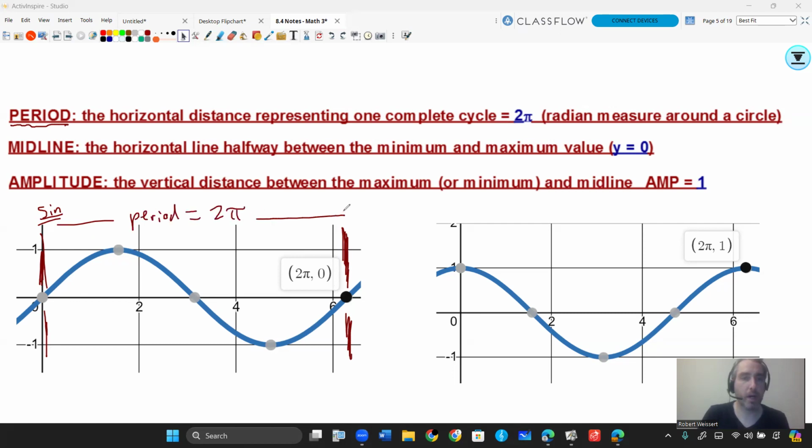And how do I know it's 2 pi? Well, 2 pi is one full rotation around a circle, but also on this graph, you see that it repeats itself on the x-axis right here at 2 pi. Cosine does the same thing, except the difference is cosine starts at the max and repeats itself at the max. And so this period is going to be also 2 pi.